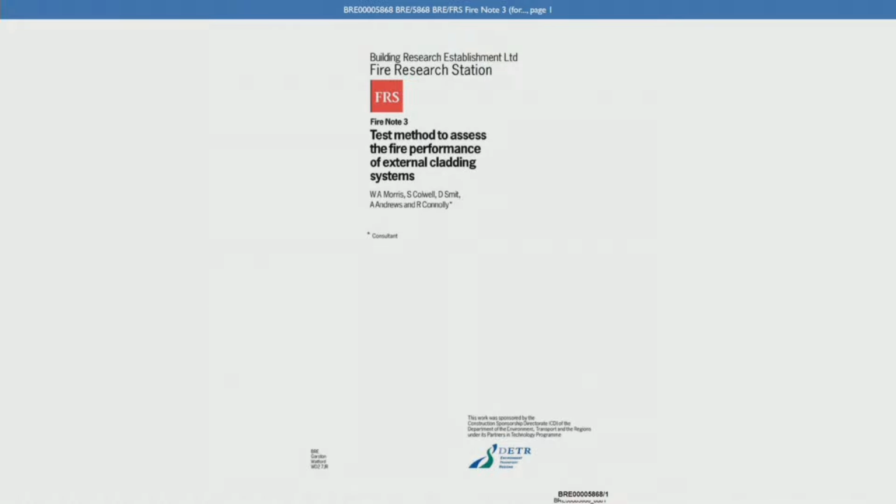It will say when it was published on page 2, the inside cover. Yes, it says 1988. You can just see that there. Yes. Now, in simple terms, is this right? It's a method being proposed here for full-scale testing of the fire performance of a cladding system. That's my understanding. Did you have any involvement in any aspect of the development of Fire Note 3? No.